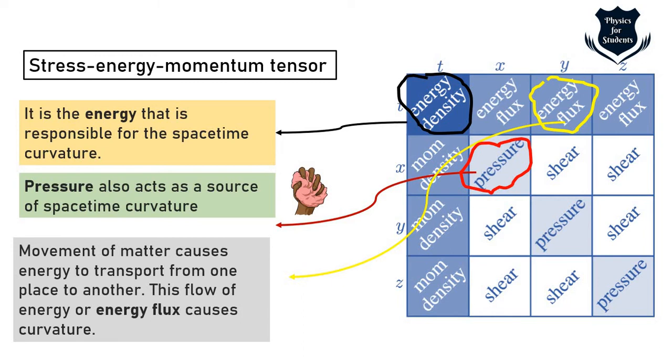So you understand the stress energy momentum tensor, energy density, pressure, and energy flux. All of them are actually making the curvature of space-time. Each one: energy, which equals matter, mass, then comes the pressure, pressing that would cause a curvature, and the movement of matter, which causes energy flux. And because matter causes curvature in space-time, energy flux also causes curvature in space-time.